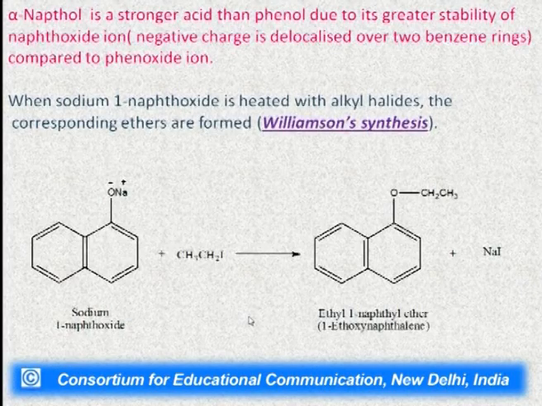Now when sodium 1-naphthoxide is treated with alkyl halide, the corresponding ethers are formed. This is also a name reaction, called Williamson synthesis. It takes place in phenol also. When phenol reacts with alkyl halide, it also forms ethers. Like phenol, naphthol also forms ethers on reaction with alkyl halide. You can see in the reaction here, on reaction with ethyl iodide, it forms ethyl 1-naphthyl ether.